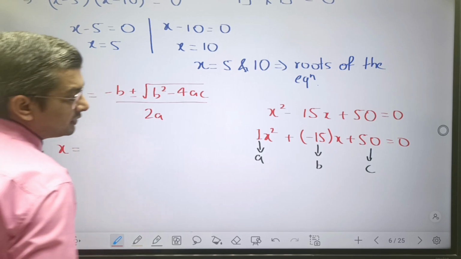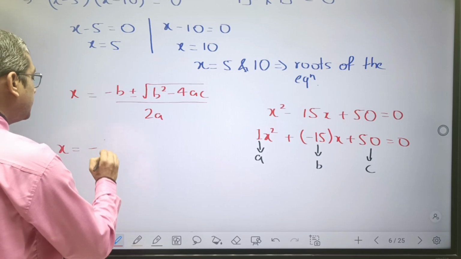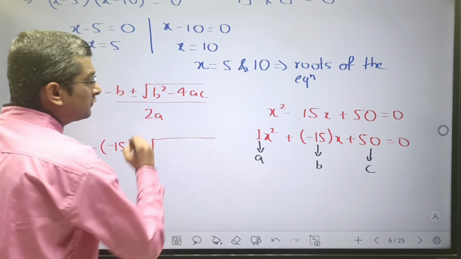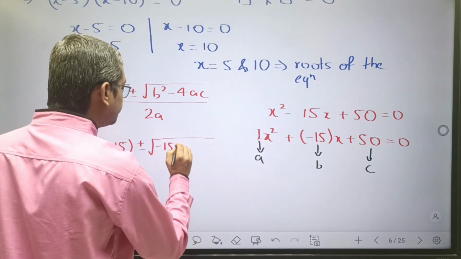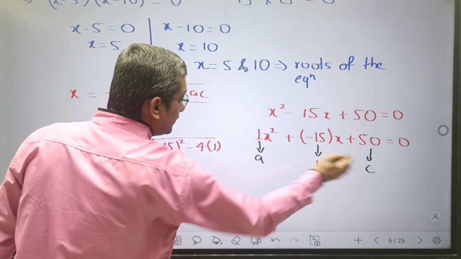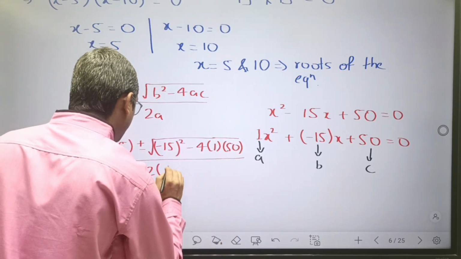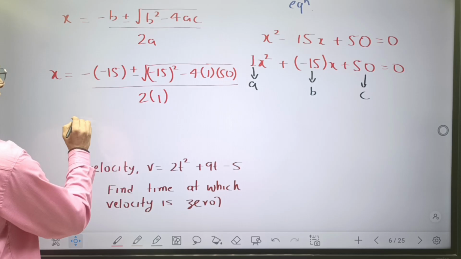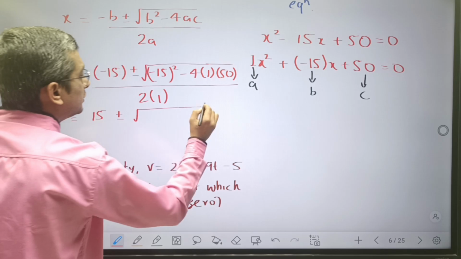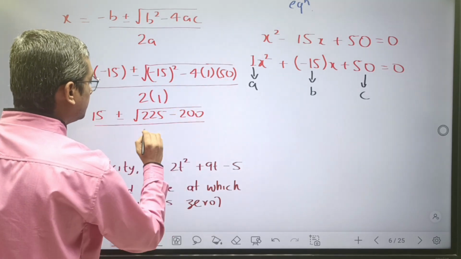So x is equal to minus b, that is minus of b. So minus b is equal to minus 15 plus minus root over b square, 15 square, minus 4ac, 4, here a is 1 and c is 50, whole divided by 2 times a, which is 1. On further solving, we will get minus 15, minus of minus 15 is plus 15 plus minus root over 15 square is 225 minus 200 whole divided by 2.